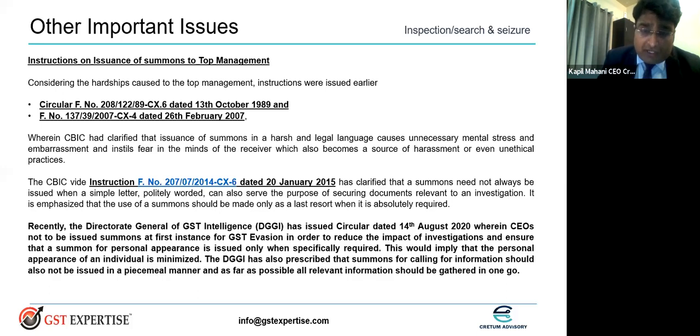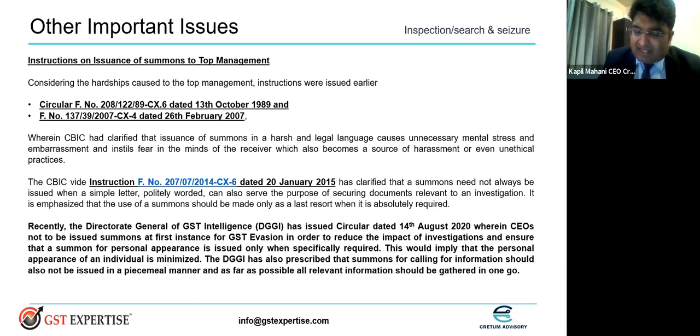Recently, on the 14th of August 2020, the Director General of GST Intelligence issued a circular wherein it has been mentioned that a summons is not to be issued to the CFO at the first instance for GST evasion, in order to reduce the impact of investigation and ensure that a summons for personal appearance is issued only when specifically required. This would imply that personal appearance of an individual is minimized. The DGGI has also prescribed that summons for calling of information should not be issued in a piecemeal manner, and all relevant information should be gathered in one go.